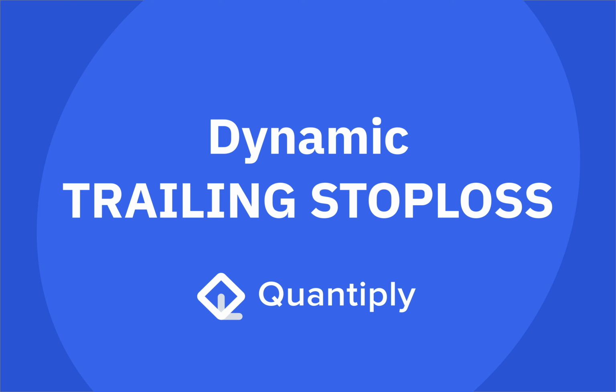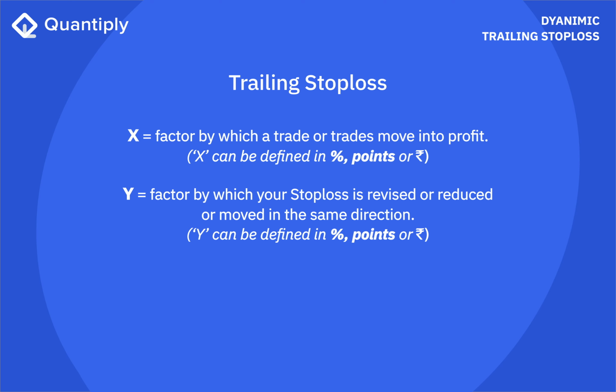It is the automated revision of the stop loss, or reducing the stop loss by bringing it closer, as your trades or an individual position moves into profit. Trailing can be configured in your algo by configuring the settings X and Y, where Y is the factor by which your stop loss gets revised and X is the factor by which your trade or trades move into profit.